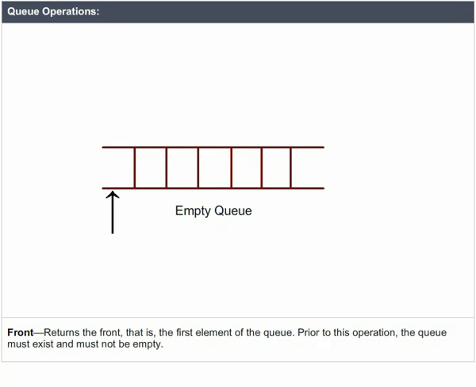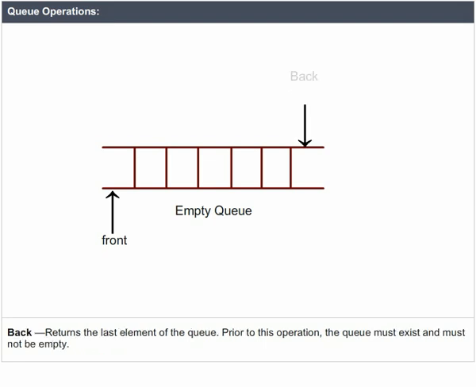Front: returns the front, that is, the first element of the queue. Prior to this operation, the queue must exist and must not be empty. Back: returns the last element of the queue. Prior to this operation, the queue must exist and must not be empty.